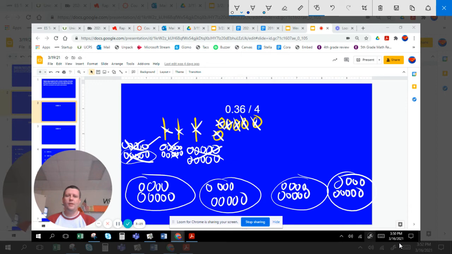All I have to do is take a look and see how many do I have in each one of these spots. So 36 hundredths being divided into 4 groups makes each group have 9 hundredths. All right, and that's how we would do this.